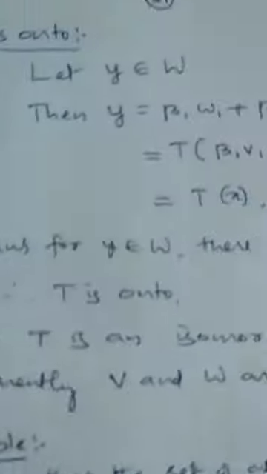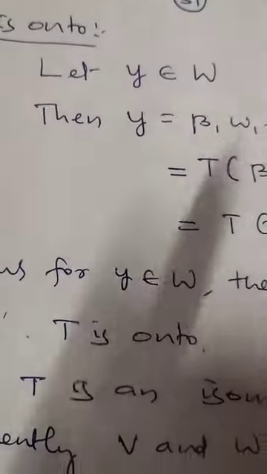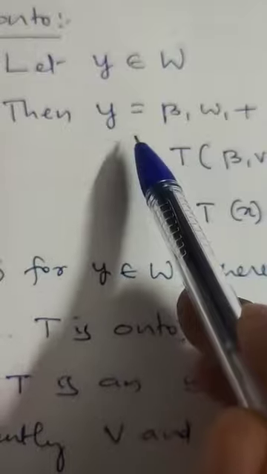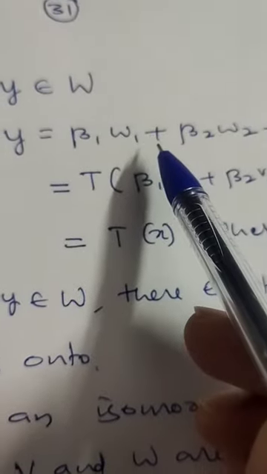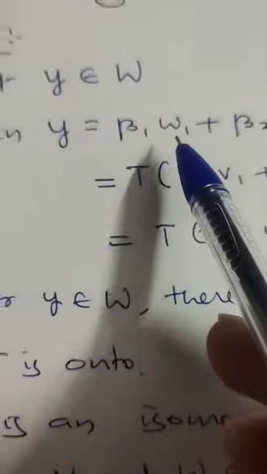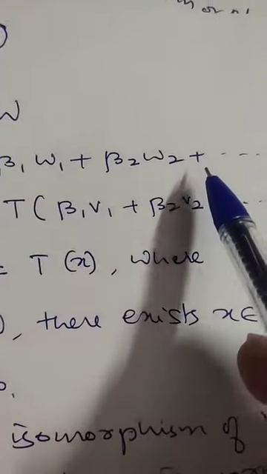Next, the remaining thing is to show T is onto. T is onto means we will take some vector in the image space, the codomain. Say let y belong to W. Then y can be written as what? Since w1, w2, etc., wn are the basis elements, y can be written as a linear combination of basis elements beta 1 w1, beta 2 w2, etc.